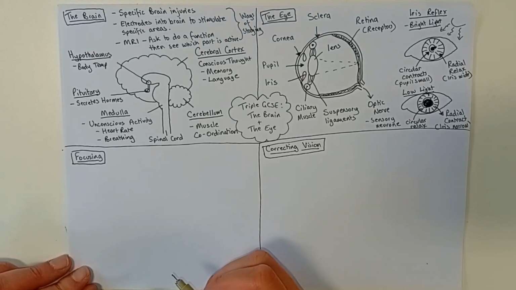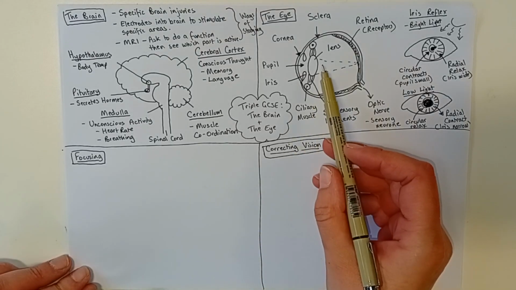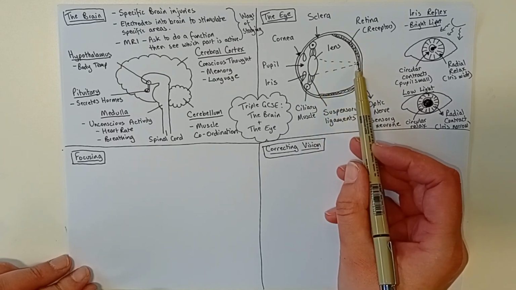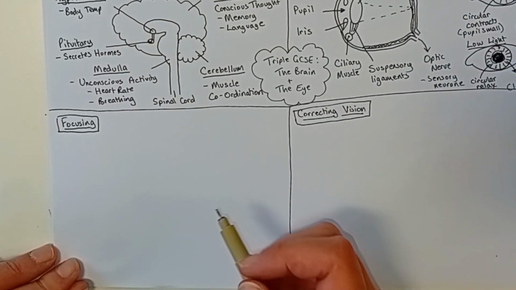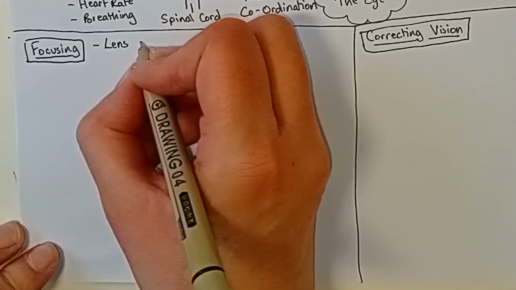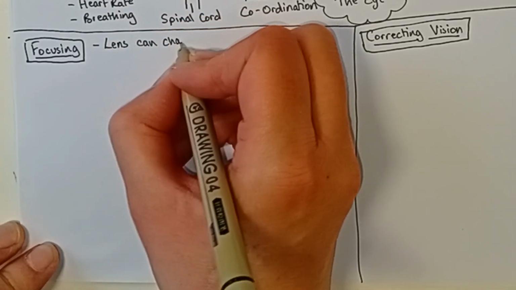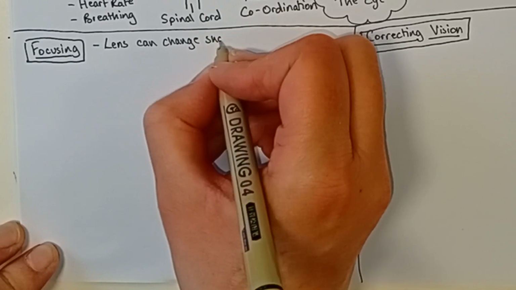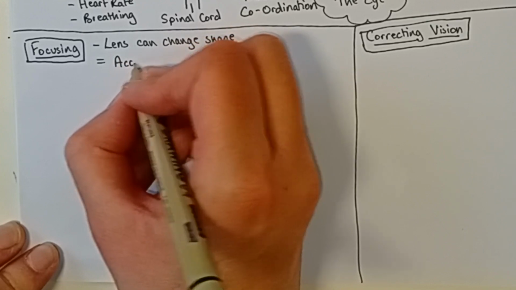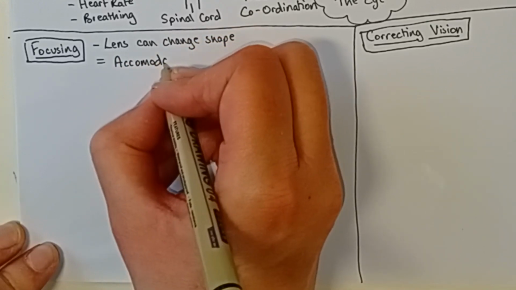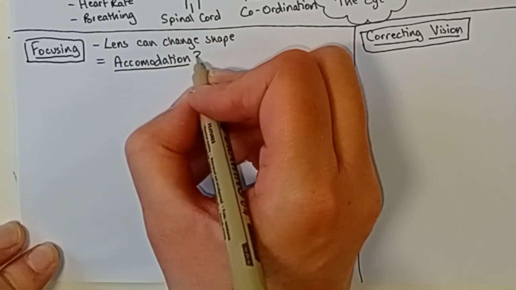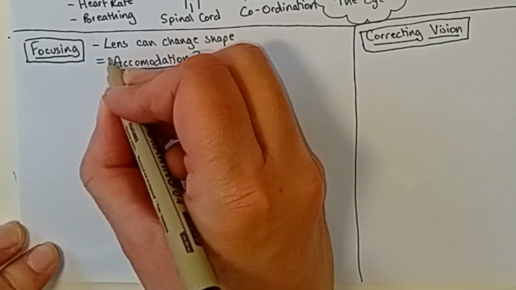Okay, on to some tricky stuff then. How we focus, how we get this light to form a straight beam and come to a point on the retina. We can do it because our lens can change shape. And we call this changing shape of the lens accommodation. And you need to know that word. Accommodation, the lens changing shape.